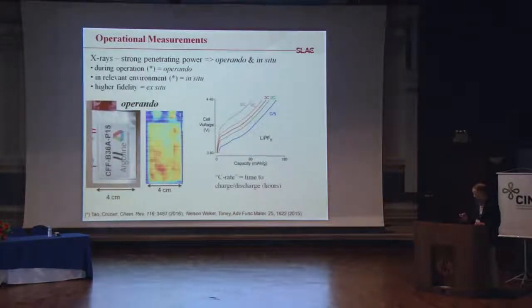So here's an example. This is an actual pouch cell that was made at the Argonne lab. This is an example of a measurement that we've done on that pouch cell. The details don't really matter, and I don't want to go into them at this point.